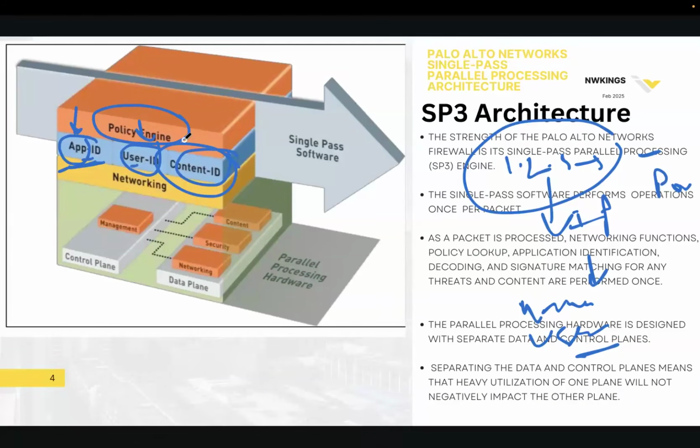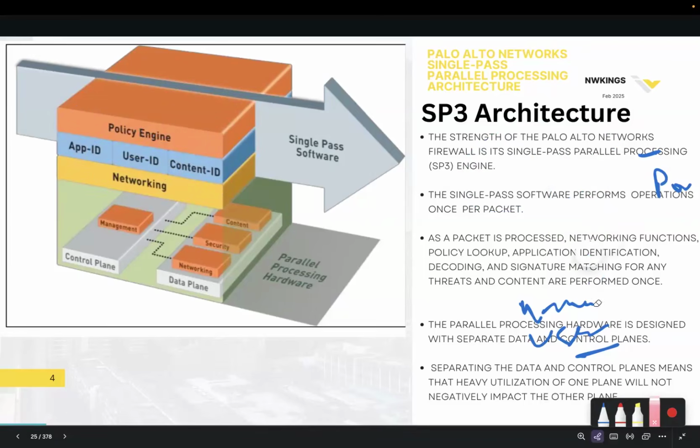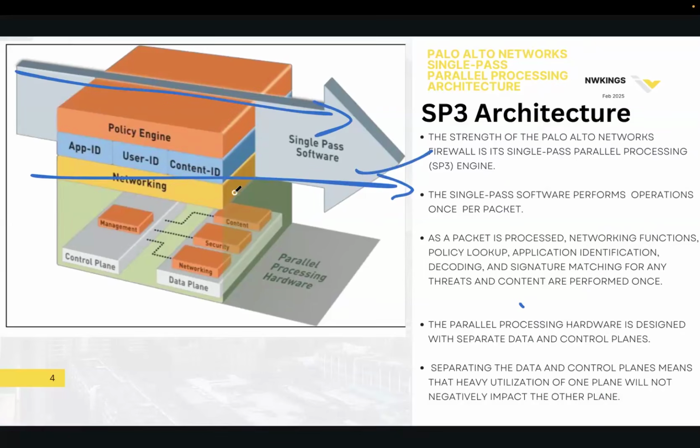All these things are done by the policy engine, and then networking means different types of interfaces, zones, all these things will come under networking. What the diagram says is, whatever is coming in this path, do it at once in a single pass. This is the arrow here. Single pass. Do it at once.